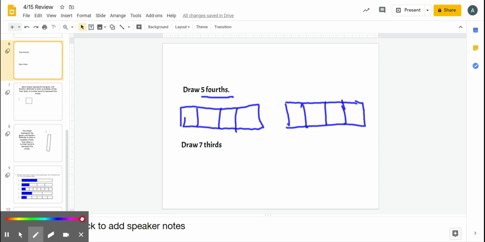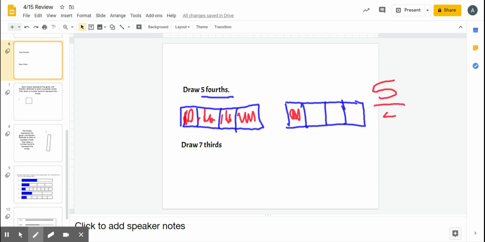So I need to go in and color 5 of these boxes so that I have 5/4. So here's 1, here's 2, here's 3, here's 4, and here's 5. So now I have 5 pieces colored and 4 in each of my wholes.